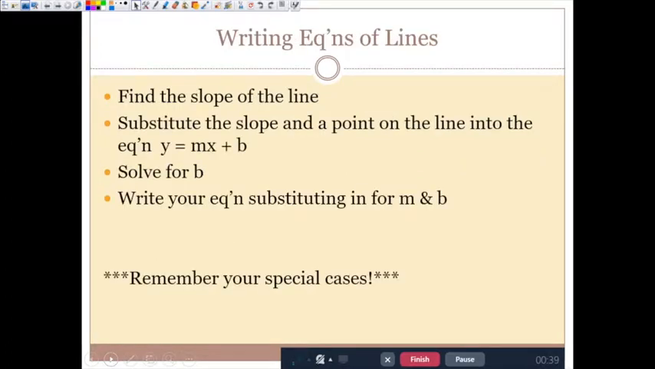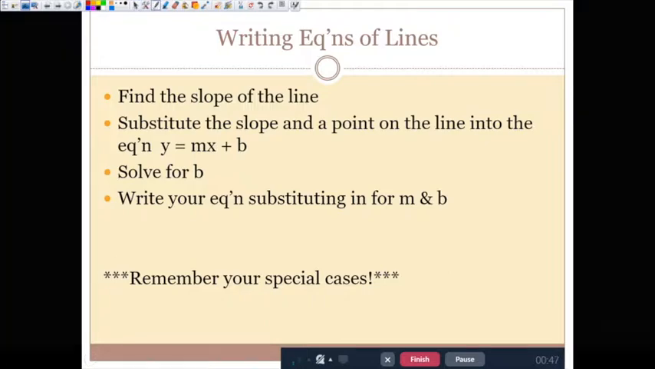So if we're writing equations of lines, we're going to find the slope of the line. There are two ways to find slope. We have rise over run, if that's from a graph. And if it's from points, we have y2 minus y1 over x2 minus x1. Those are things that we already learned.